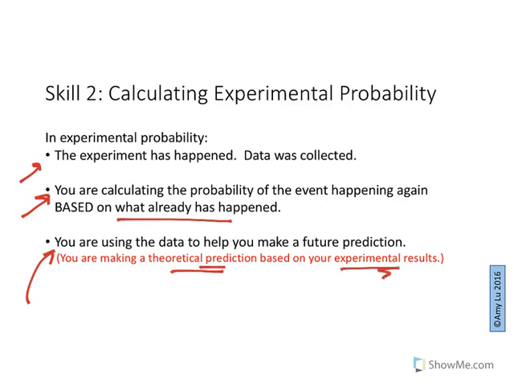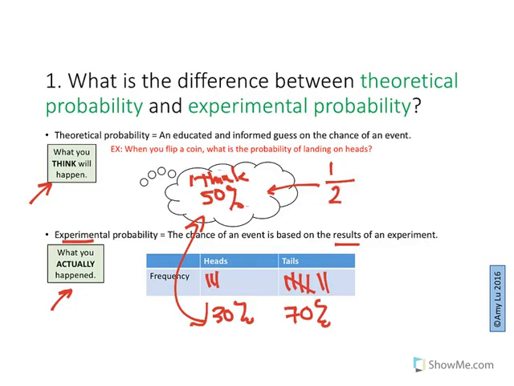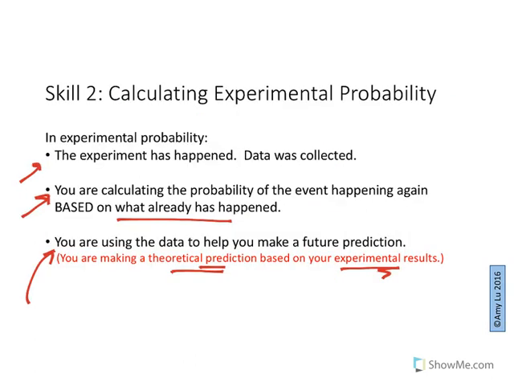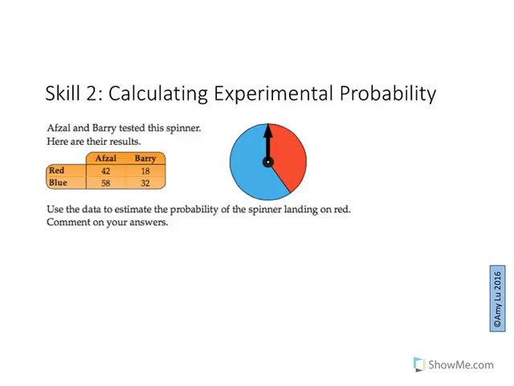So if we look at the example just previous, right here, if I looked at my data and I'm like, oh, I got 30% heads and 70% tails, maybe next time I might predict this, maybe I might get 40% heads and 60% tails. So I'm basically making a new conclusion, a new prediction based on past events. Let's move forward into a problem.